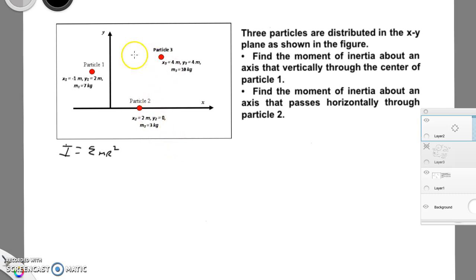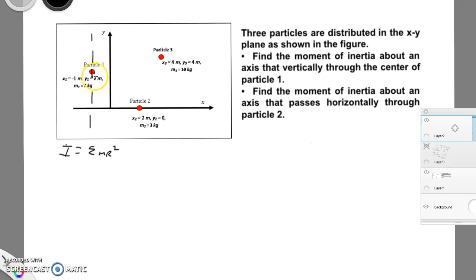So here we have a system of particles that we're going to rotate. Okay, the first thing we're going to do is rotate it about an axis that goes vertically through the center of particle 1. So if we create an axis right here through particle 1, we want to find the moment of inertia through that axis if we're going to rotate this system.